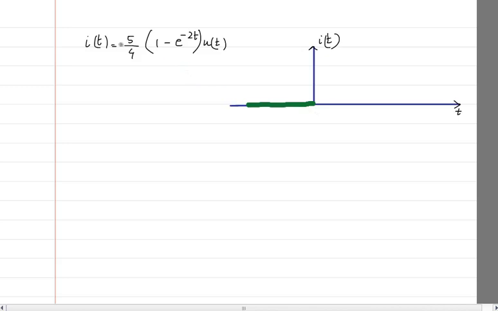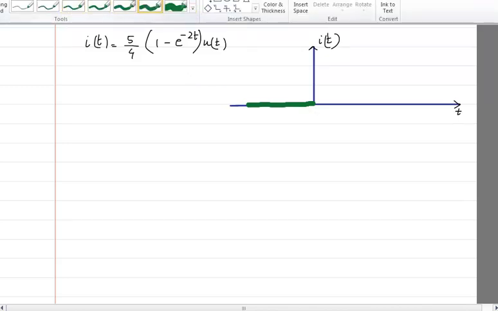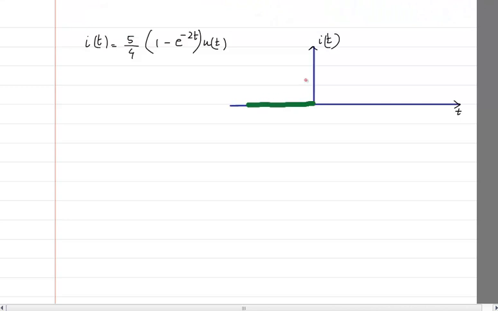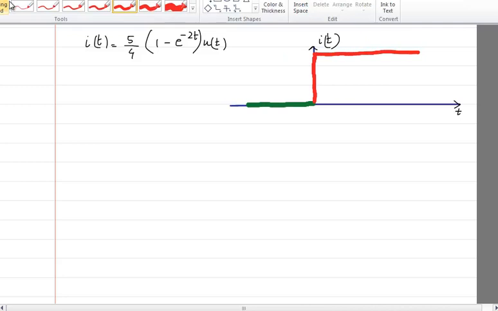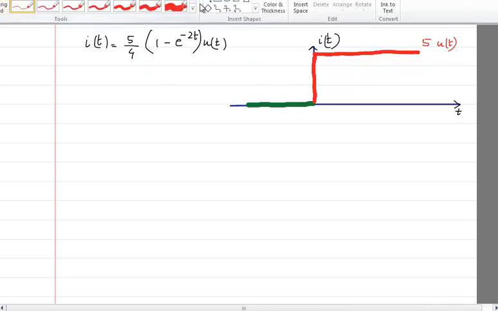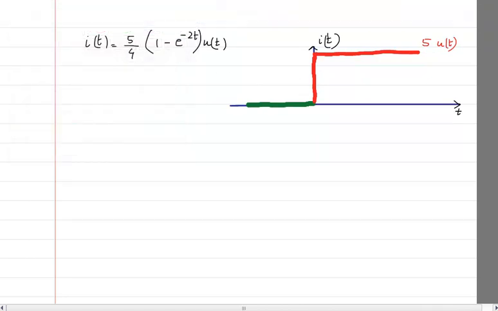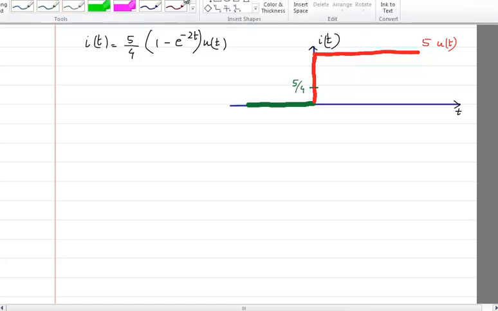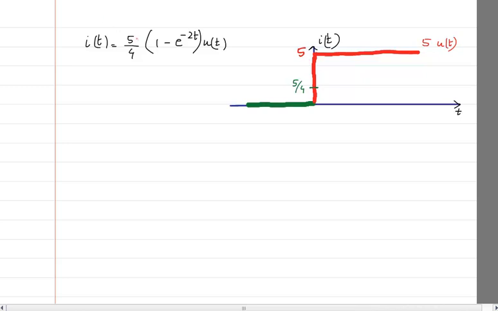Now let me first draw what is the input. The input was 5 u of t. So let me draw that. Suppose this is 5. So 5 u of t was this. This was the input. Now what is the output? Output is this equation. The amplitude has become 5 by 4, which is 1 by 4th of this. So this is 5 by 4 and this is 5.